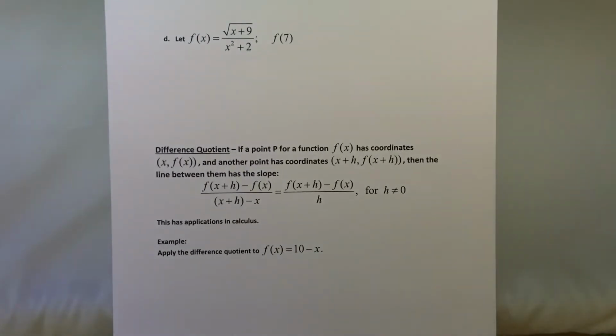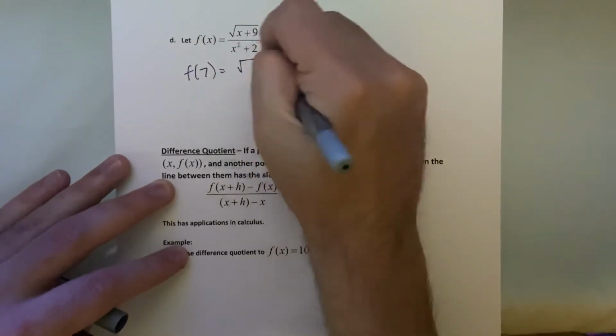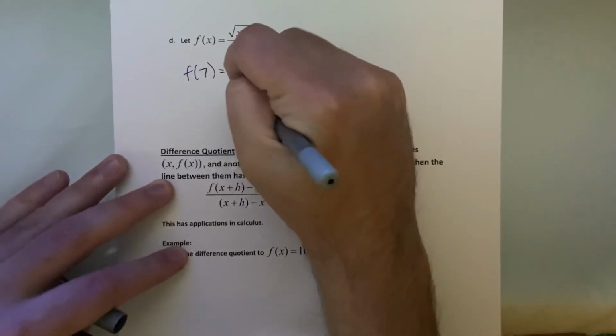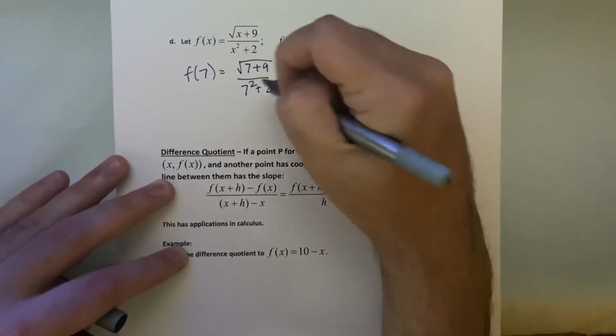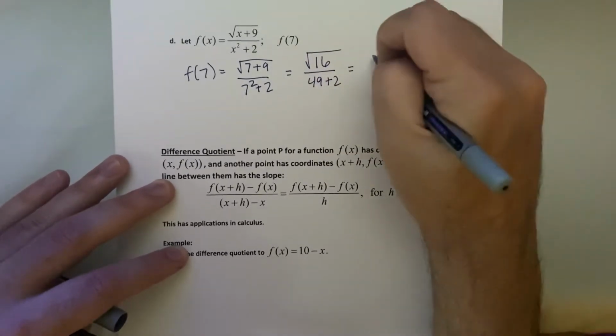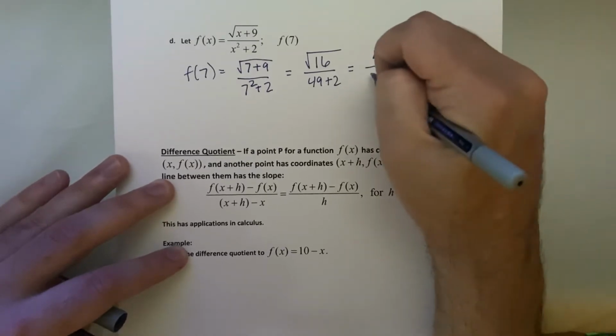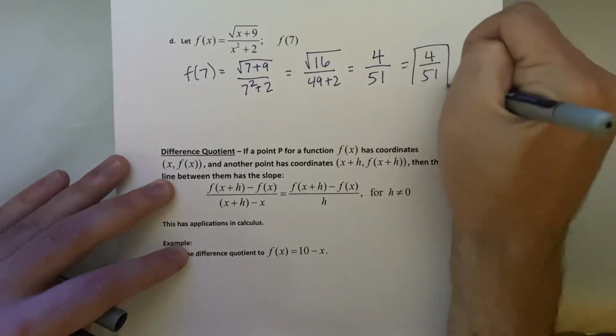Of course, we can do this with even different types of functions. Some square roots, division, same strategy. I'm replacing x with, in this case, 7. So that's the square root of 7 plus 9 over 7 squared plus 2. 7 plus 9 is 16. 7 squared is 49. Square root of 16 is 4, 49 plus 2 is 51. So this is 4/51.